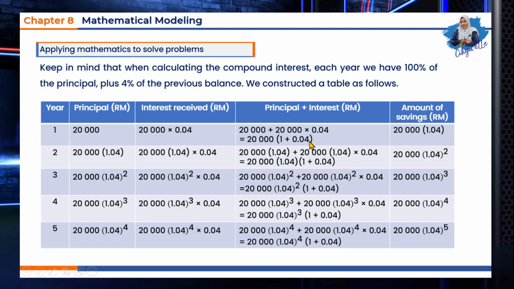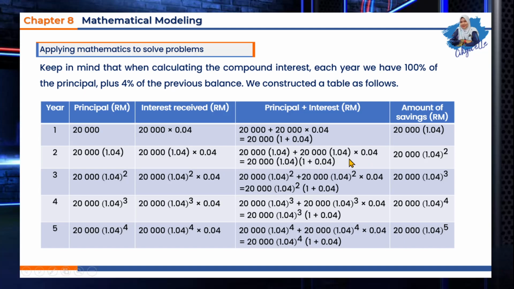For the second year, the value of the principal is based on the previous balance, meaning the principal plus interest for the first year. This is the principal for the second year. To get the interest, we multiply the principal for the second year by the rate, 4%, and then we get the total saving. Here, 20,000 times 1.04 is the principal for the second year.